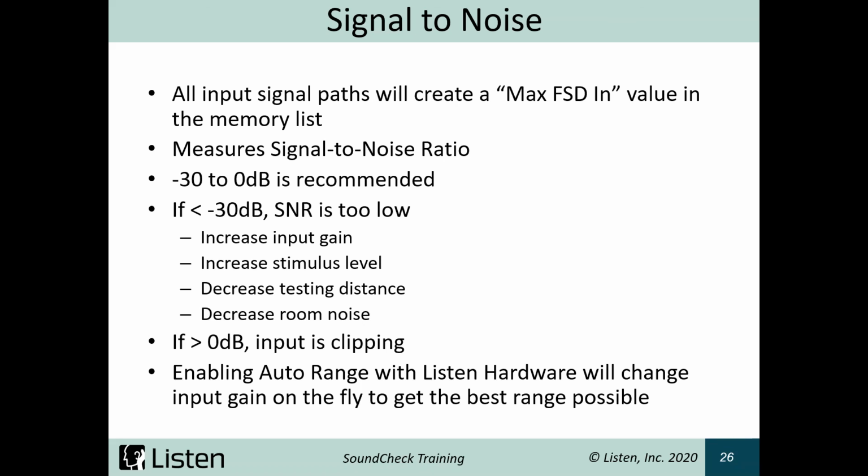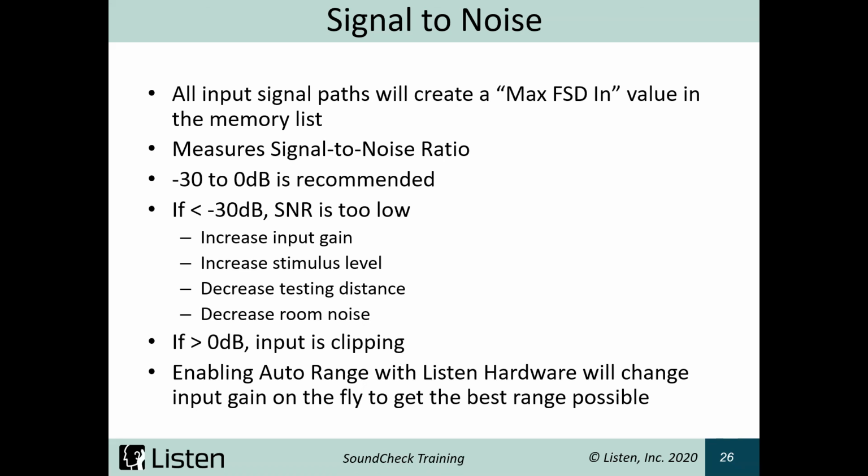You could increase the stimulus level itself. If you are testing at 80 dB, maybe bring it up to 90 dB. You could decrease the testing distance, move your device under test closer to the source, or try and decrease the room noise. A lot of these are very situational. You'll often not have any say in 3 to 4 of them. Sometimes you just have to take the tests as you come.